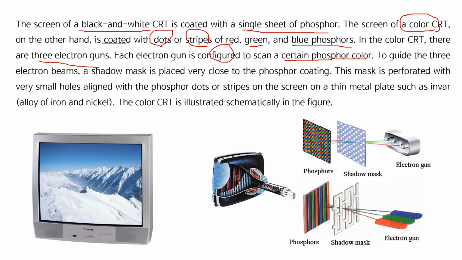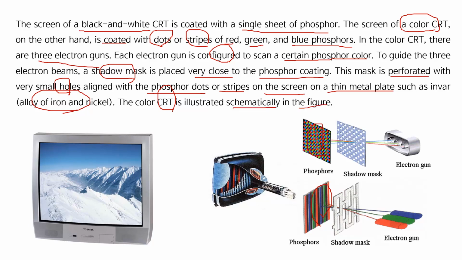To guide those 3 electron beams, a shadow mask is placed very close to the phosphor coating. So it's a shadow mask. This mask is perforated with very small holes aligned with the phosphor dots or stripes on the screen, on a thin metal plate such as invar, an alloy of iron and nickel. The color CRT is illustrated schematically in the figure.